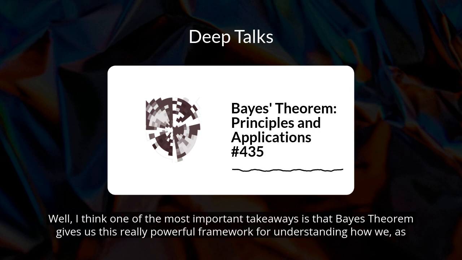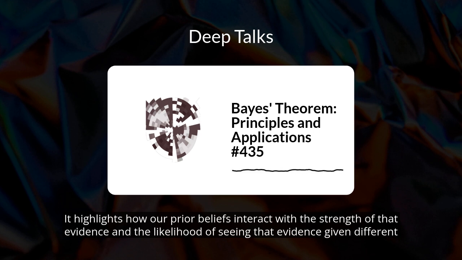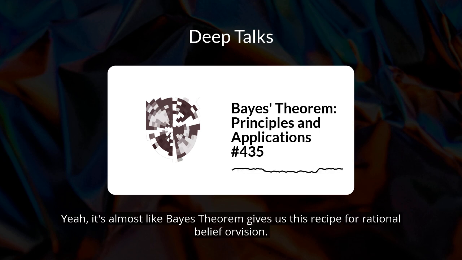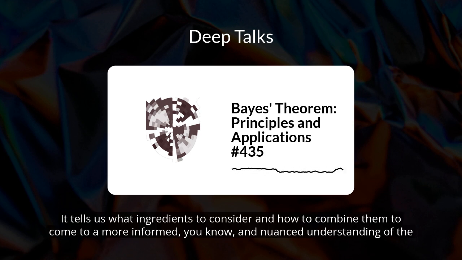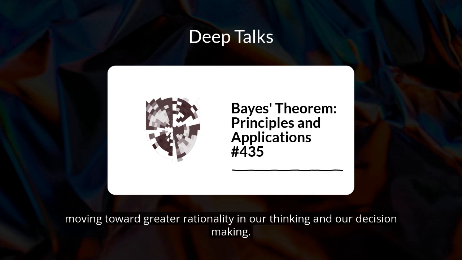Well, I think one of the most important takeaways is that Bayes' theorem gives us a really powerful framework for understanding how we, as rational agents, should update our beliefs when we get new evidence. It highlights how our prior beliefs interact with the strength of that evidence and the likelihood of seeing that evidence, given different hypotheses. Yeah, it's almost like Bayes' theorem gives us a recipe for rational belief revision. It tells us what ingredients to consider and how to combine them to come to a more informed and nuanced understanding of the world. Exactly.